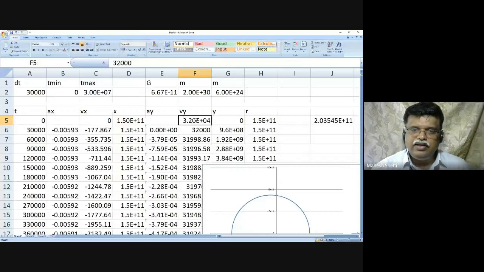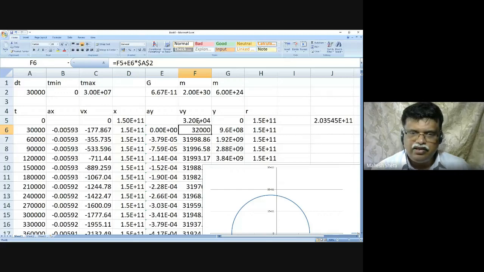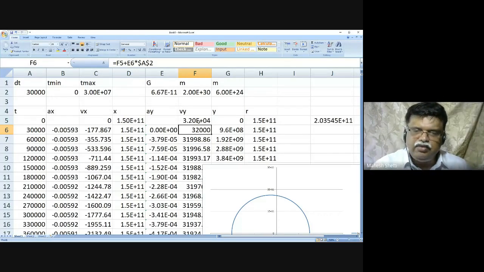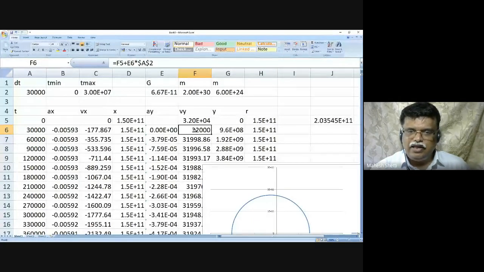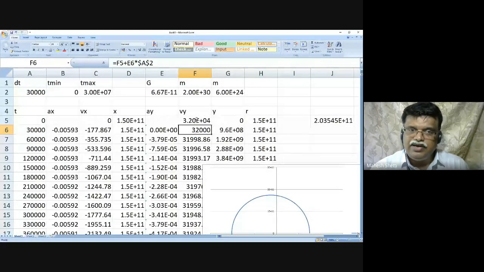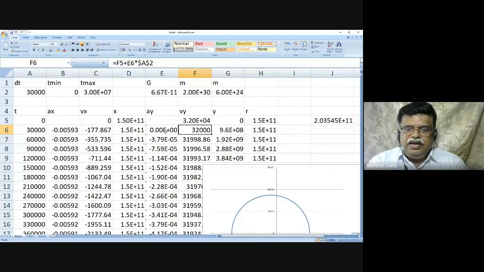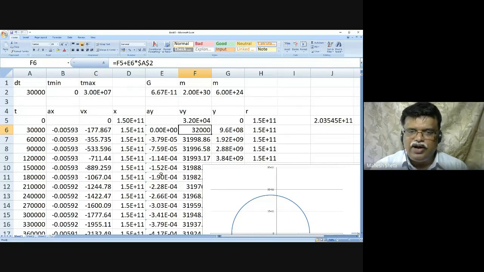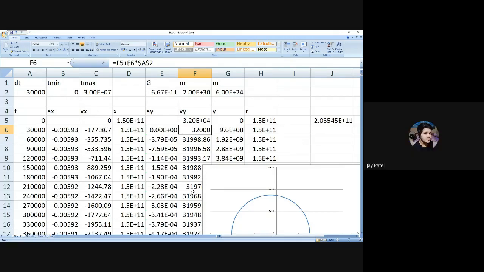See, this is the initial velocity. The velocity at the end of the interval is the velocity at the beginning of the interval, or end of the last interval, plus acceleration into delta t. So here you see initially the acceleration is very small and therefore velocity is not changing. But as y acceleration will go on increasing, you will see there is significant change in Vy also. Okay. Thank you.